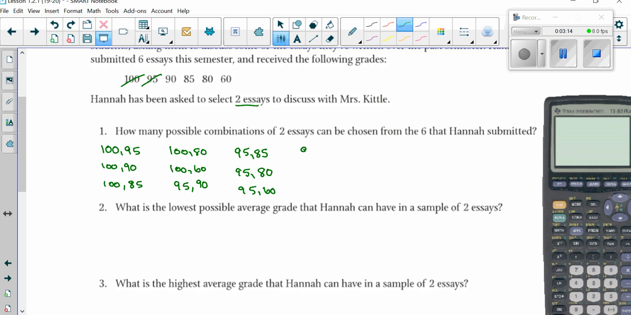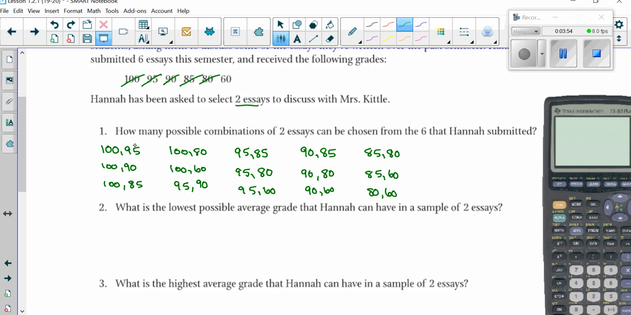So at this point, I've used this as my first and this as my first. Now I'm going to use 90 as my first. And then again, I can't say 90 and 100, otherwise I'd be stating this one. I can't say 90 and 95, otherwise I'd be stating this one. So I'm going to say 90 and 85. 90 and 80. And 90 and 60. And now I've stated these as my first. So now I'm going to do 85 and 80. And 85 and 60. That's now my first. So then I'll say 80 and 60. And then there is no 60 in anything else because it's been used with all of them.